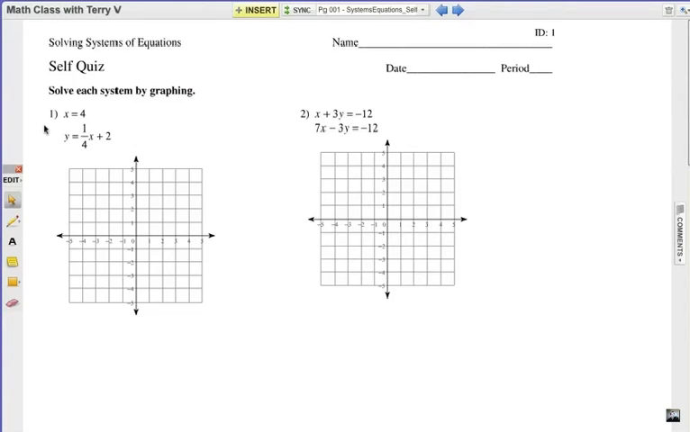What we're going to do is solve these two systems of equations by graphing each line. So, grab a piece of paper and a pencil and try to graph these and see if these lines cross. If they do, the intersection point is the answer.